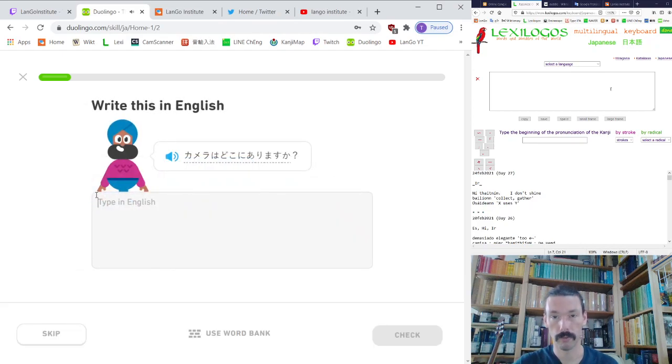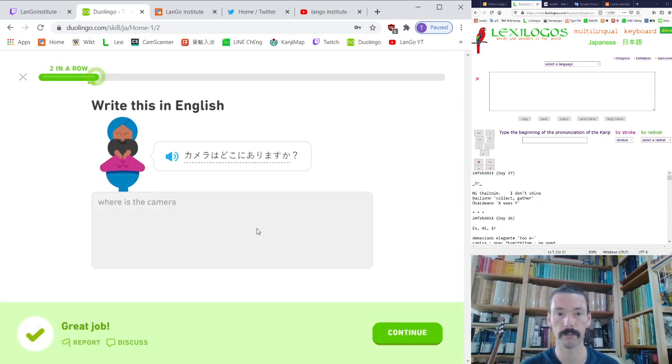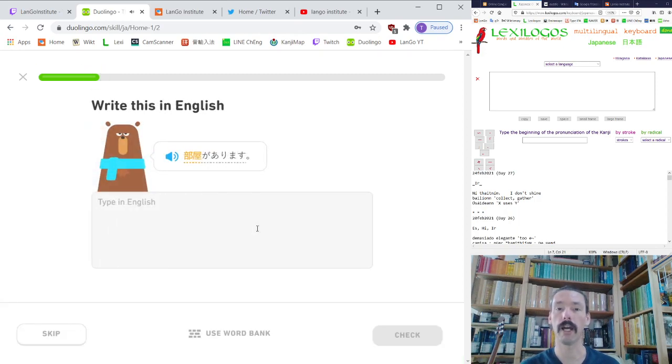カメラはどこにありますか？ Kamera wa doko ni arimasu ka? Here the verb is arimasu. Aru means to exist in a place, if you're an inanimate thing, something that's not alive. Kamera wa signals our topic. As for the camera, doko ni, where is it? Where is the camera?